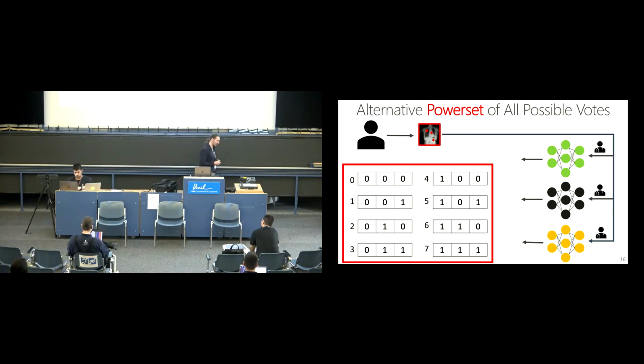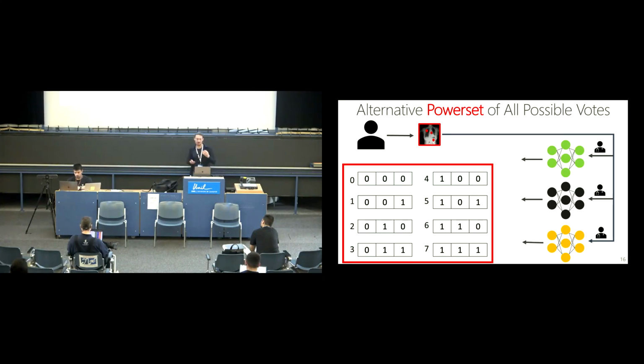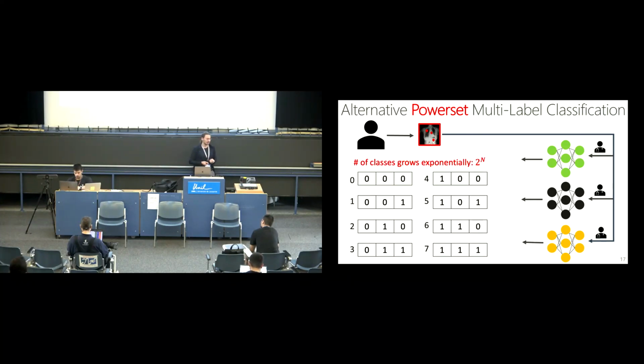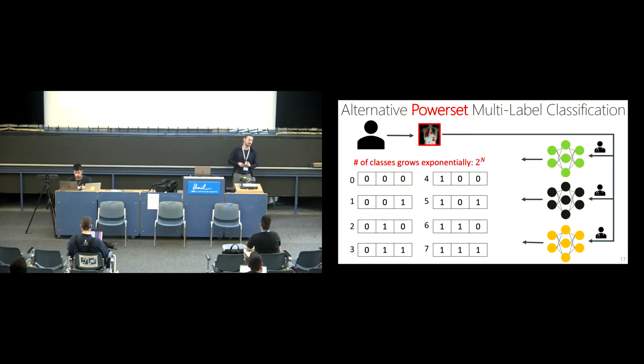OK, so we also considered alternative methods to the binary one, which in this case is the power set method. In the power set method, we consider all the possible, in this case, three-value binary vectors. Because we have three labels, we have 8 such possible classes. Note that in this case, the number of possible classes grows exponentially, as 2 to the power of n, where n is the number of possible labels.